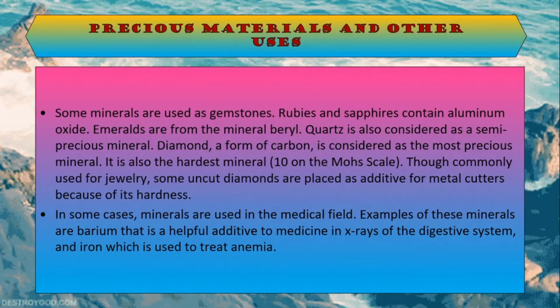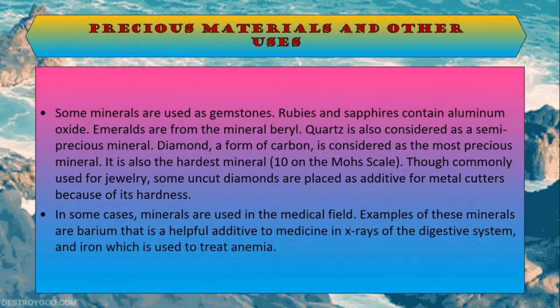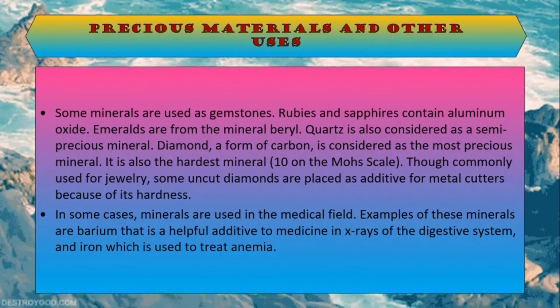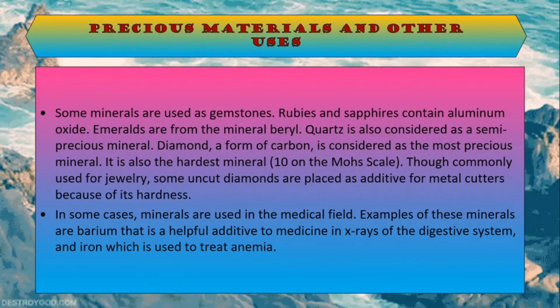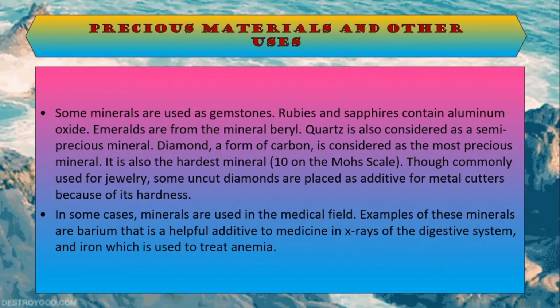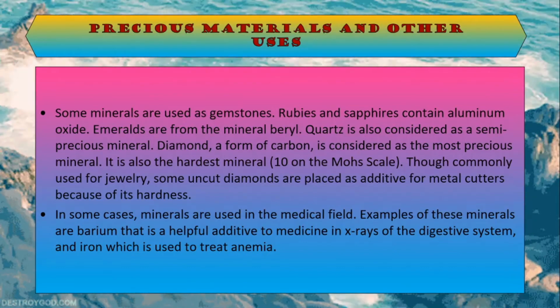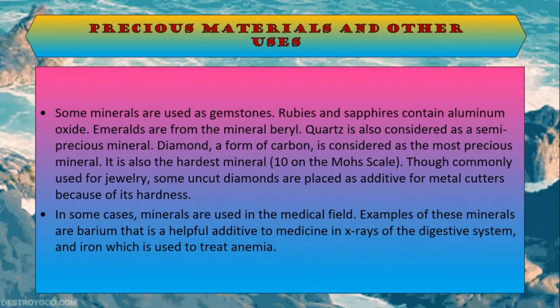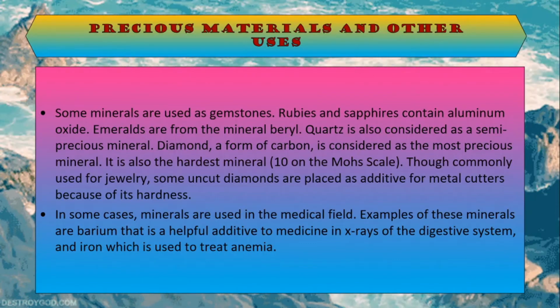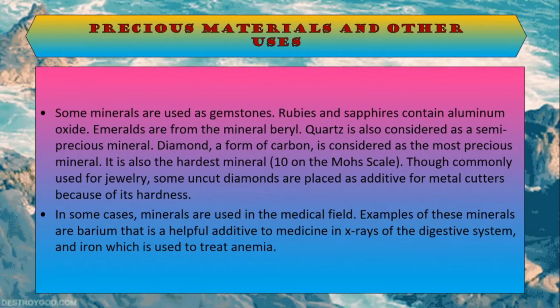Diamond, a form of carbon, is considered the most precious mineral. It is also the hardest mineral, with a scale of 10 on the Mohs scale. Though commonly used for jewelry, some uncut diamonds are used as additives for metal cutters because of their hardness.